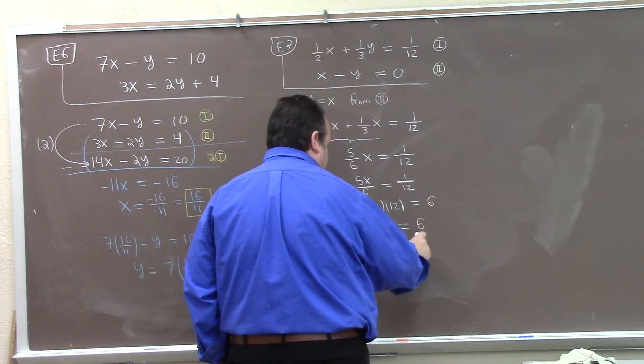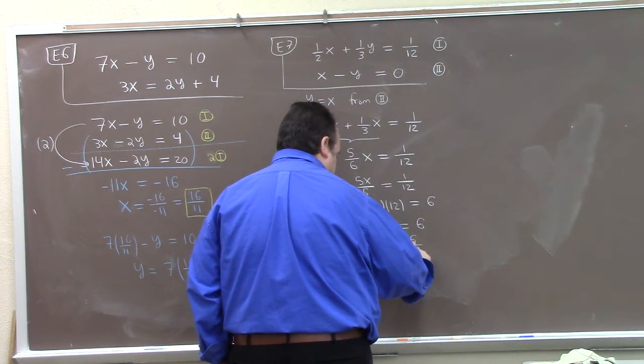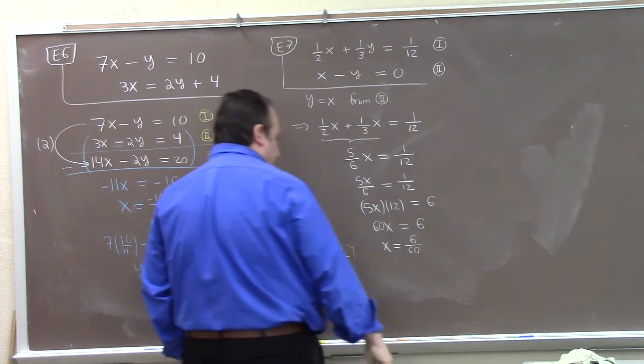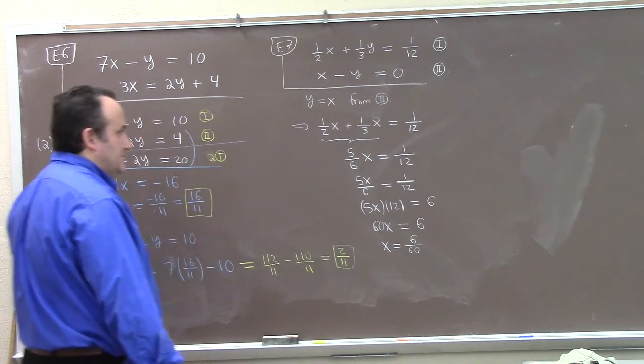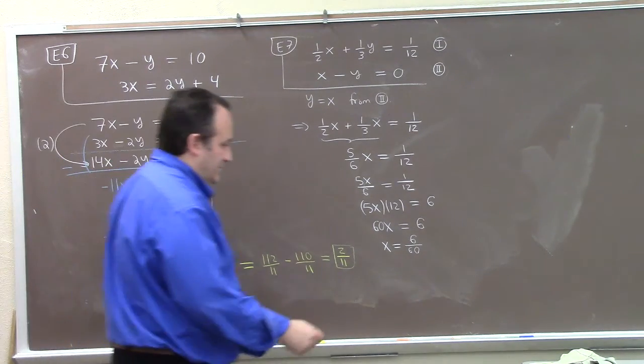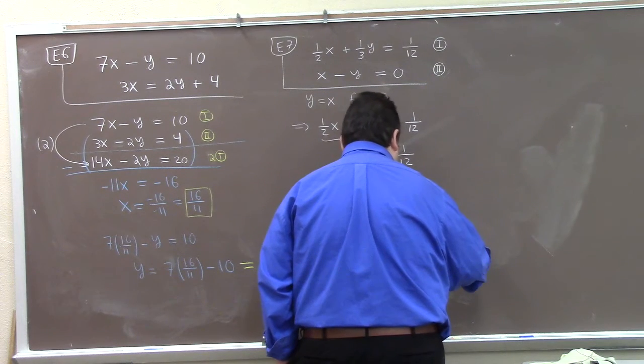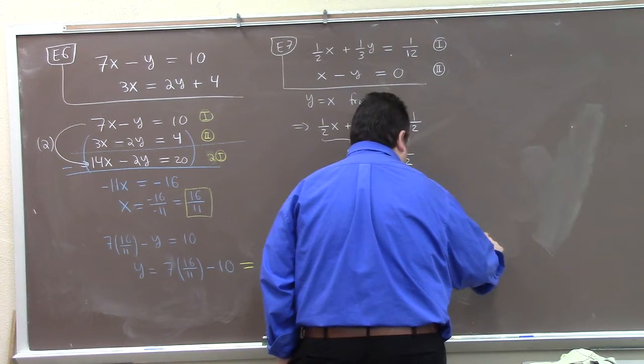Now, you don't have to do it my way. If you got another way to do it, by all means, do it another way, all right? But I get 6 over 60 for x, which is, of course, 1/10. Which, by the way, is equal to y, right?